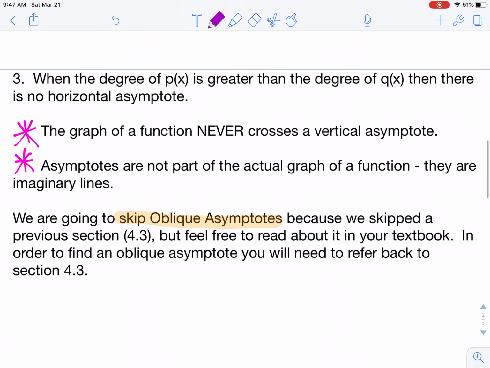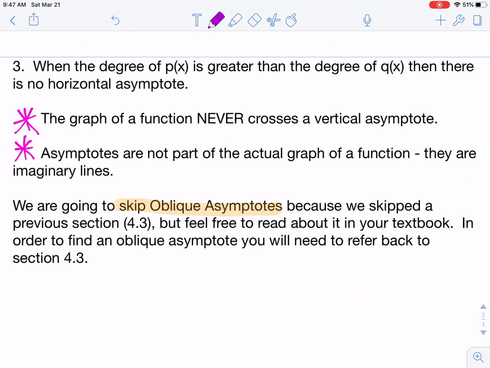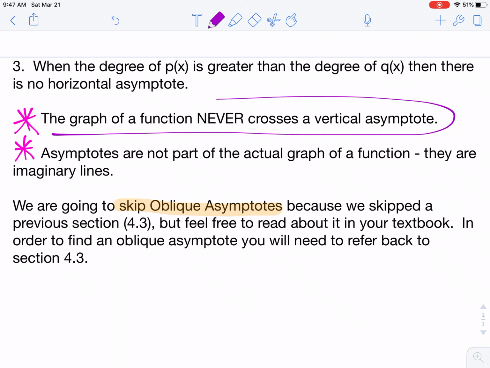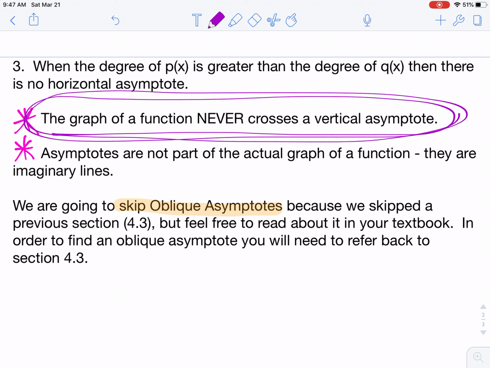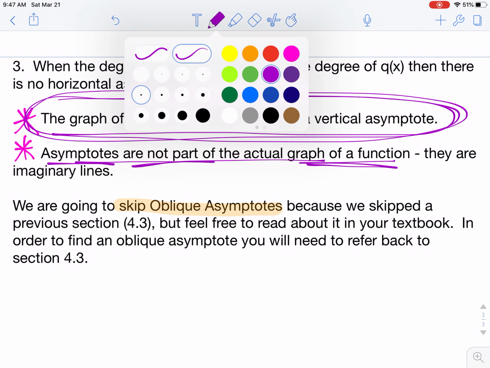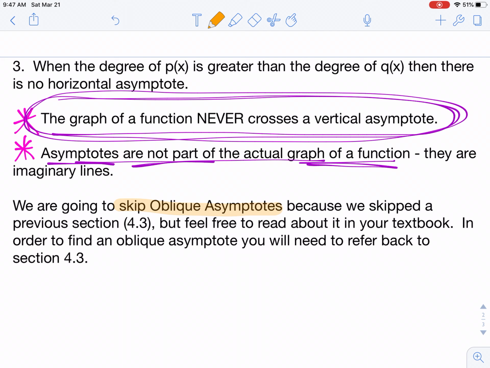And to finish this up, I've got a couple of notes here about just overall rules about asymptotes. The graph of a function never crosses a vertical asymptote, ever. And remember, asymptotes are not part of the actual graph of a function. They're imaginary lines that the curve approaches but doesn't actually touch, usually. In rare occasions, it can cross or touch a horizontal asymptote, but that hardly ever happens.